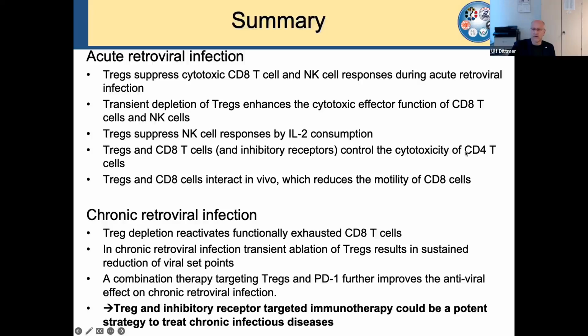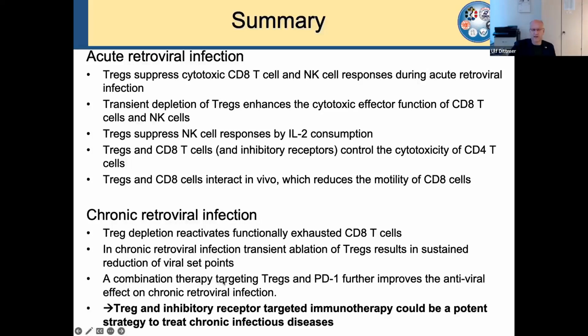And the cytotoxic potential of CD4 cells is controlled by both cell types, by Tregs and CD8 cells. And I showed you in the last part that Tregs and CD8 cells interact in vivo. They really bind to each other. And this reduces the motility of cytotoxic CD8 cells. And this is during the acute infection, and then in the chronic infection, Treg depletion reactivates the functional exhaustion of CD8 cells, so it can be used therapeutically.